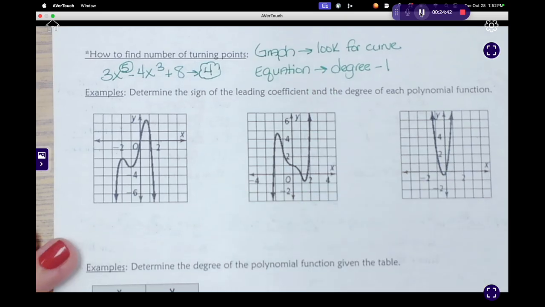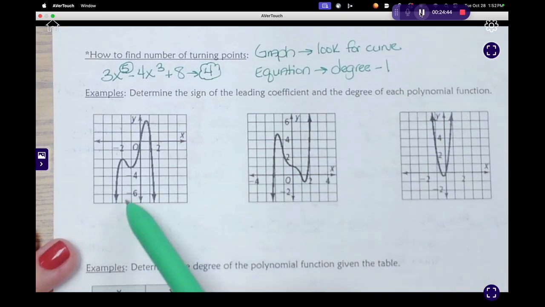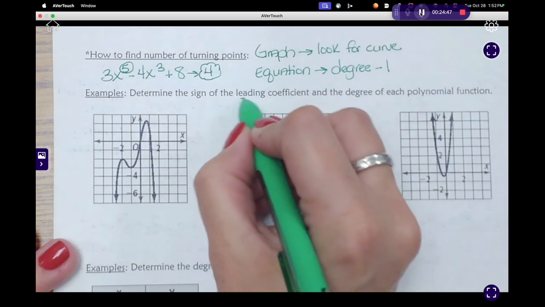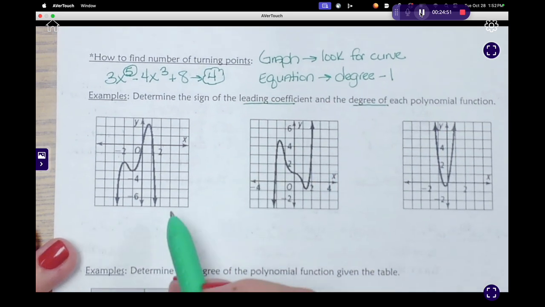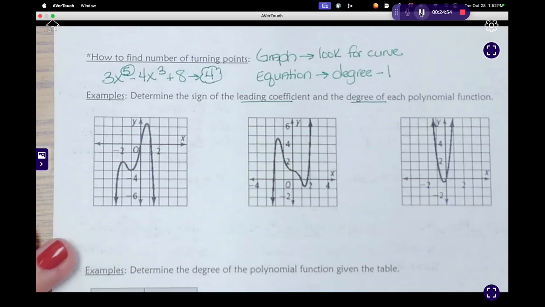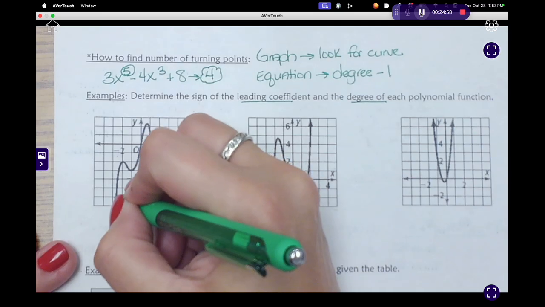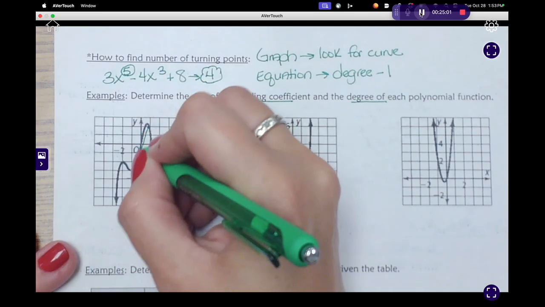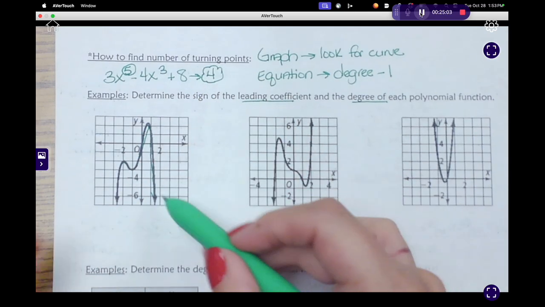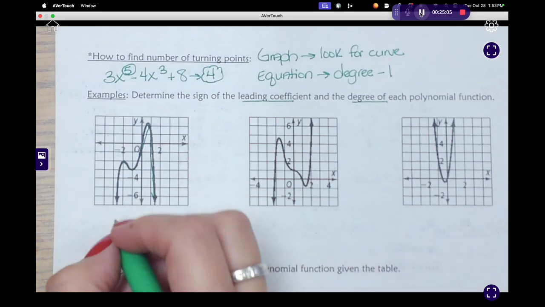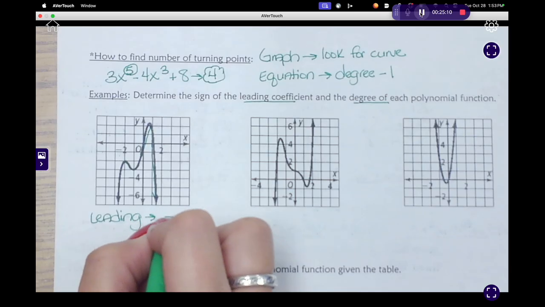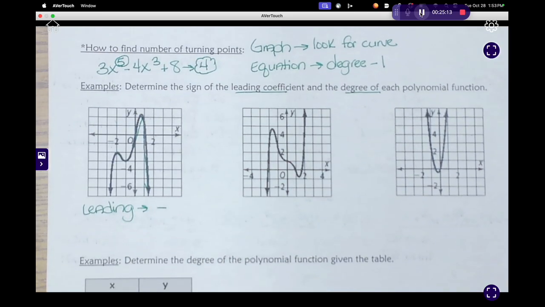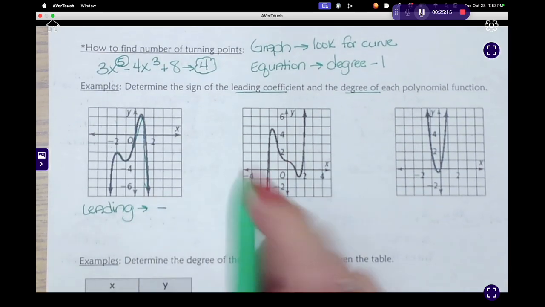So looking at this, here I'm going to ask you what is the sign of the leading coefficient, and then what is the degree of the function. They're just giving us a graph. If I ask what is the sign of this leading coefficient, that's either a positive or a negative. If I look at this graph, realize this graph is facing down. It does go up right here, but ultimately, when I trace it, both ends are going down. So that means the leading coefficient here would be a negative.